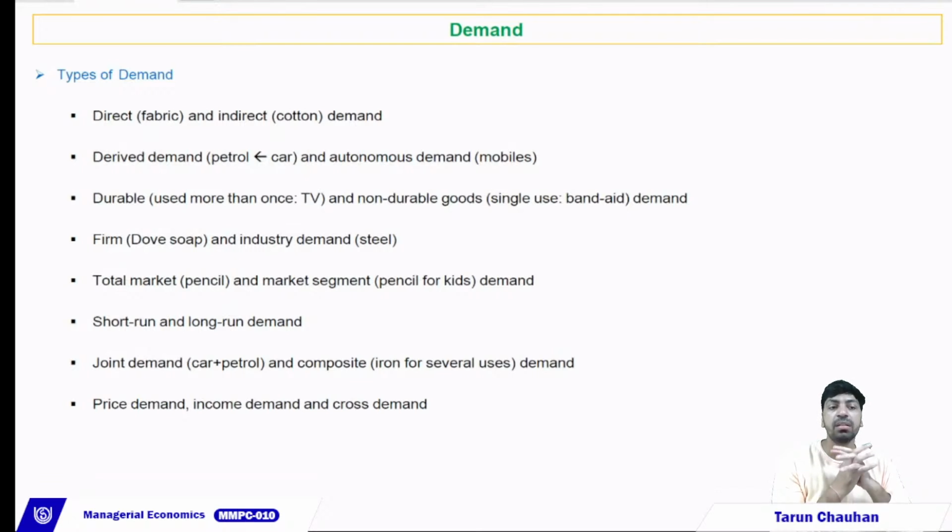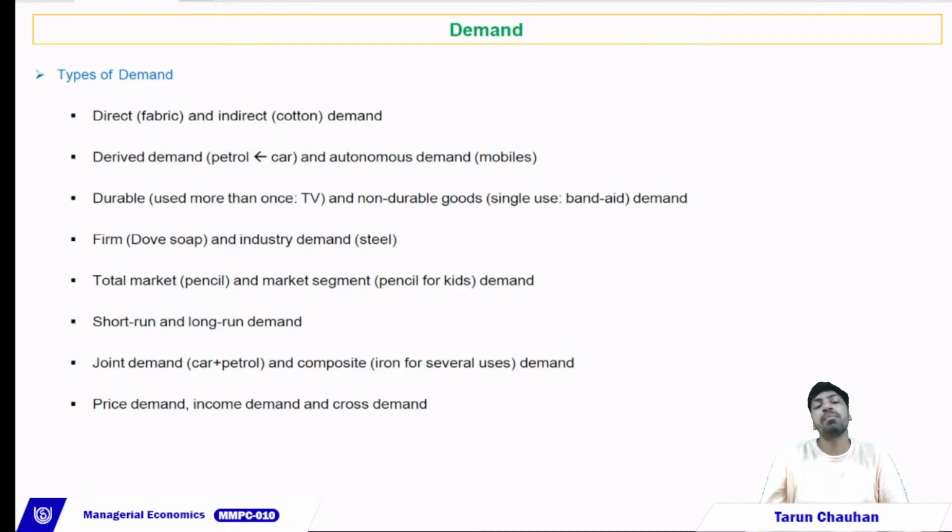The fourth category is firm demand and industry demand. When we talk about firm demand, we are talking about an organization: demand refers to the desire to consume any one product. When we talk about industry demand, we are not talking about one firm, but a group of firms, a group of companies.